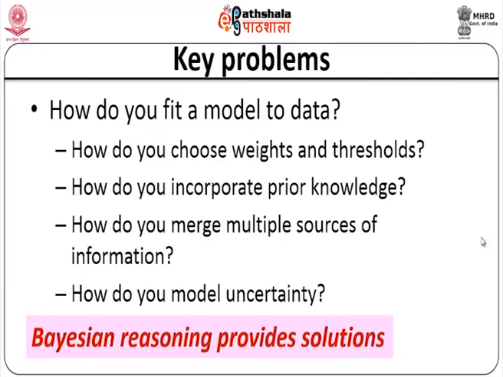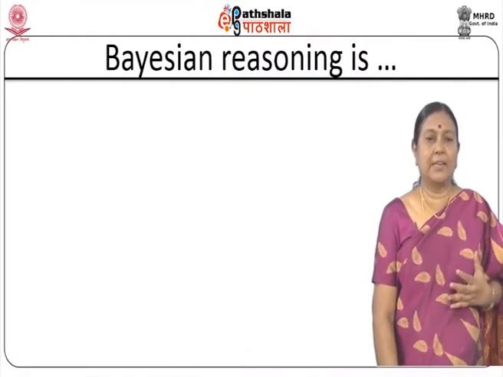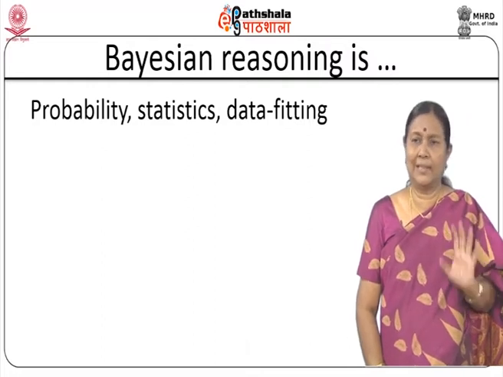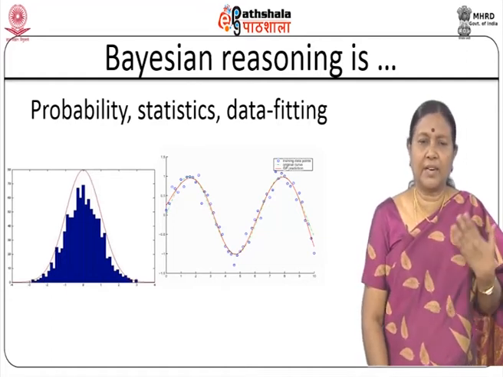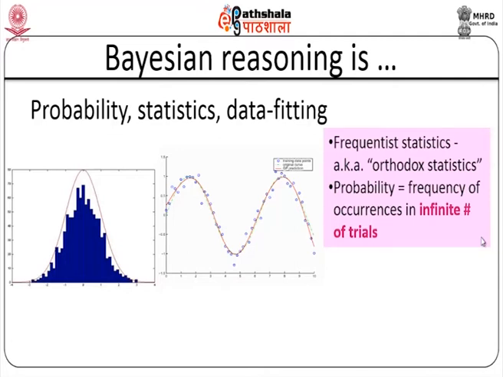Now, for all these questions, Bayes learning or reasoning provides solutions. That is why we are going for Bayes reasoning or learning, as it is called. So, what is Bayes reasoning? Bayesian reasoning is nothing but probability, statistics and data fitting. For example, here you have some data, you are trying to fit a model. Here you have some data, you are trying to fit a curve. In frequentist statistics or orthodox statistics, probability is defined as the frequency of occurrences in an infinite number of trials. You take a large number of trials and find out how many were correct, let us say Boolean, correct and wrong, and based on that you will say that most probably this is correct if 90% is correct. That is called frequentist statistics or orthodox statistics. This is probability, statistics and data fitting.